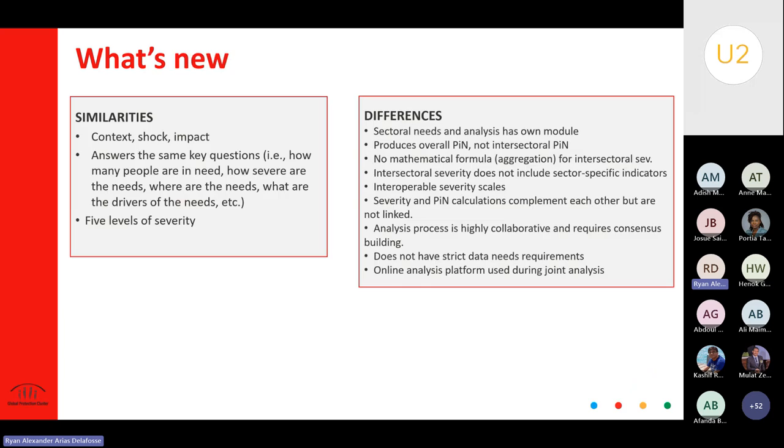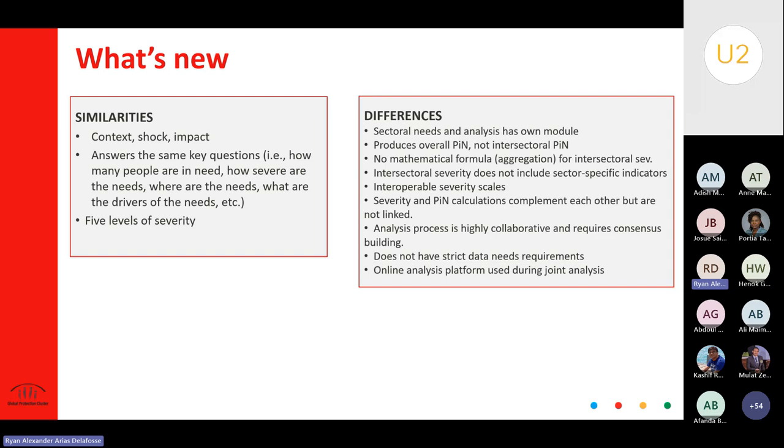So just to look at it really quickly, what are the similarities? The context, shock and impact, as far as setting the scope, is exactly the same as what you're used to. Most of you have probably already done this part of JIAF for this cycle. It answers the same key questions. We are looking for strategic prioritization. So how many people are in need? How severe are their needs? Where are they? And what are the drivers?